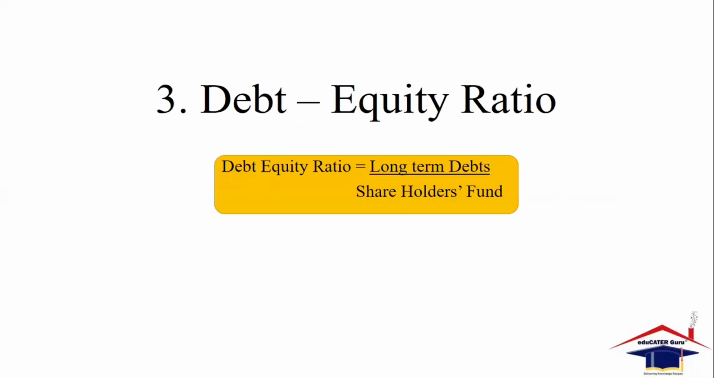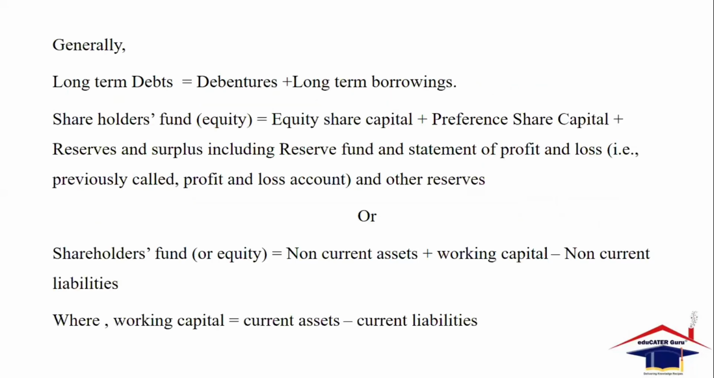Next, debt equity ratio. The debt equity ratio formula says long-term debts divided by shareholders' fund. So what do long-term debts and shareholders' fund include? That we will see. Long-term debts is nothing but debentures and long-term borrowings. Shareholders' fund consists of equity share capital, preference share capital, reserves and surplus, consisting of both reserve fund and statement of profit and loss, that is the profit and loss account balance, and any other reserves if any.